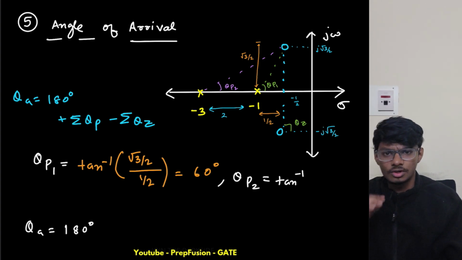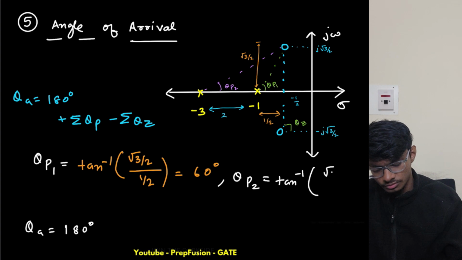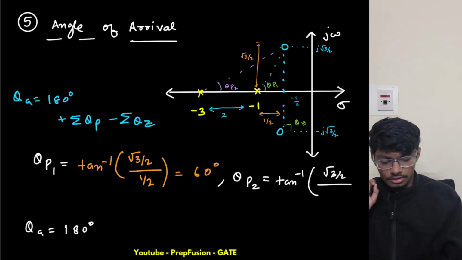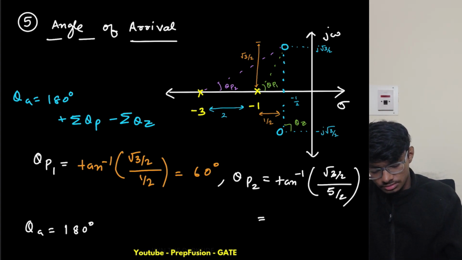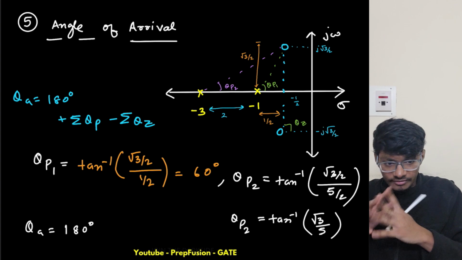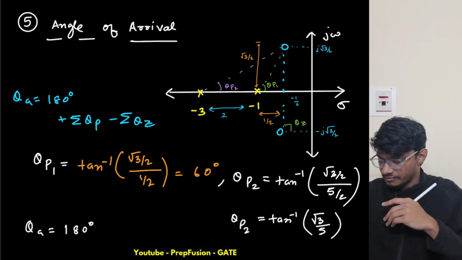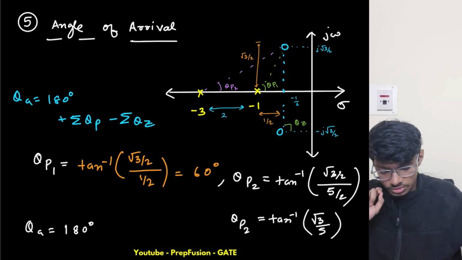Sorry if some sound is coming from outside, some festival is going on, I don't know. So tan inverse y upon x: y is again root 3 by 2, and x is simply 2 plus half, which is 5 by 2. So it is tan inverse root 3 by 5. Now what is tan inverse root 3 by 5? Let's find it out. I have already written it down, but I want to recalculate. It is root 3 divided by 5, and we have to do tan inverse of that. So it is almost 19 degrees.